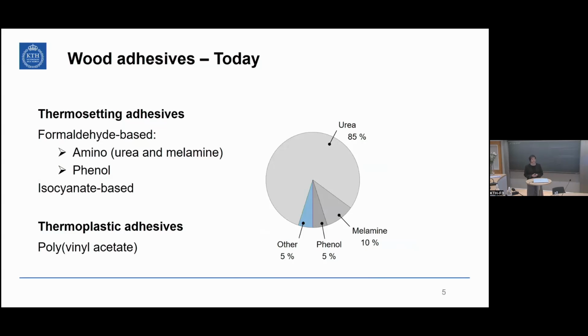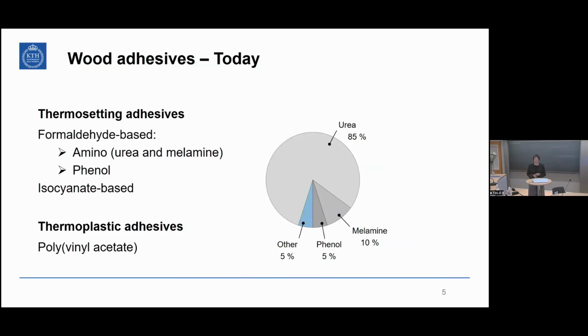Adhesives have been used throughout history. And today, adhesives can be divided based on different parameters. One classification is into thermosetting and thermoplastic adhesives. Thermosetting adhesives are applied at a lower molecular weight on wood. And during bond formation, they cross-link, they polymerize and increase their molecular weight. Those are, for example, formaldehyde-based or isocyanate-based adhesives. Thermoplastic adhesives are applied at higher molecular weights, and they do not increase molecular weight during bond formation.